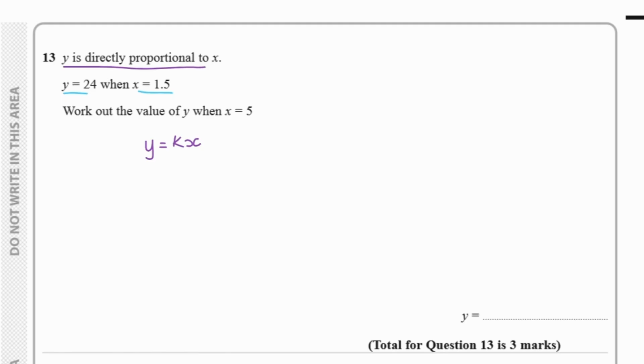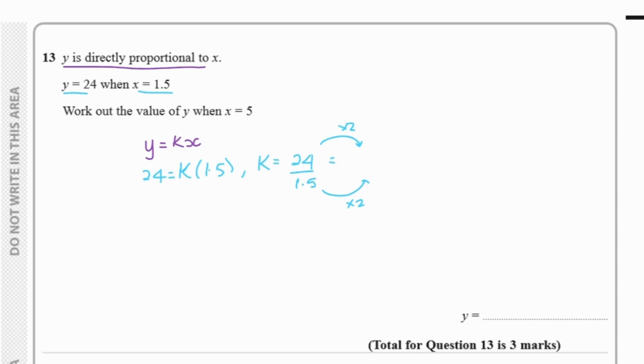So we will substitute Y as 24 and put it equal to K times 1.5. So to find K, we would have to do 24 divided by 1.5. However, 1.5 is a decimal number, so to do this without a calculator, we can change it into a whole number by multiplying both the numerator and denominator by 2, because we know that 1.5 times 2 will give us a whole number of 3.